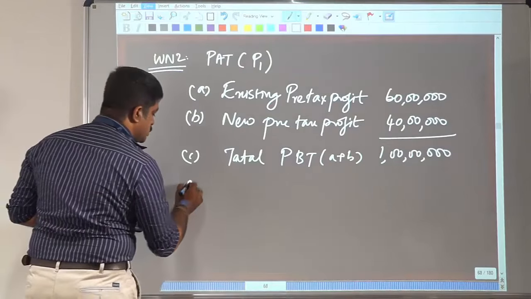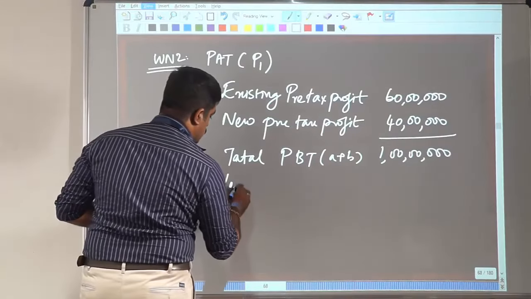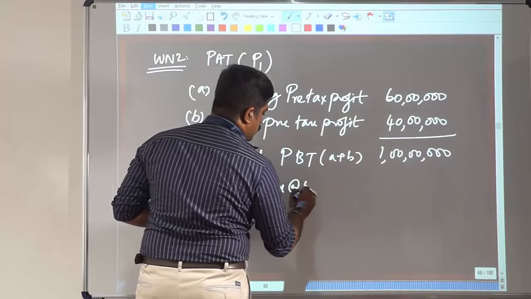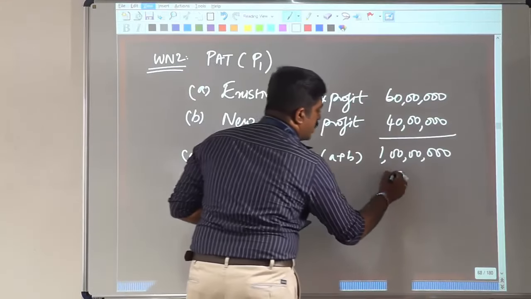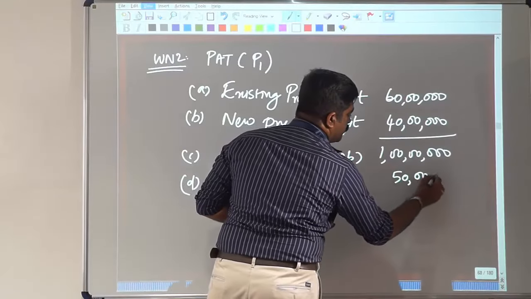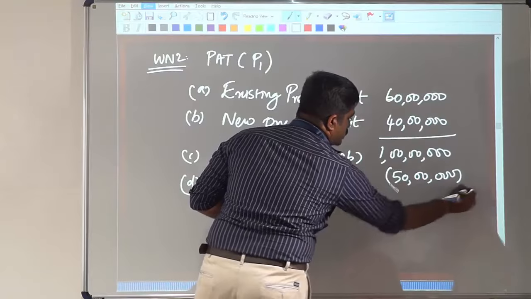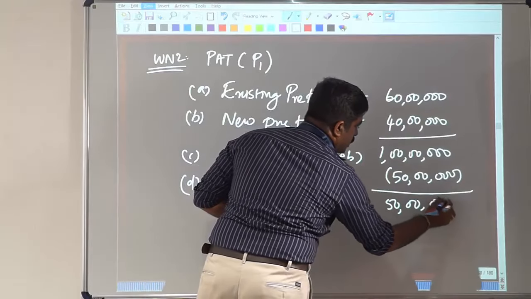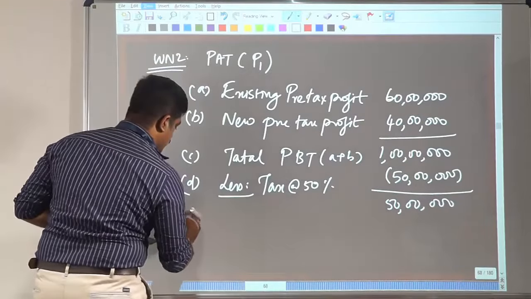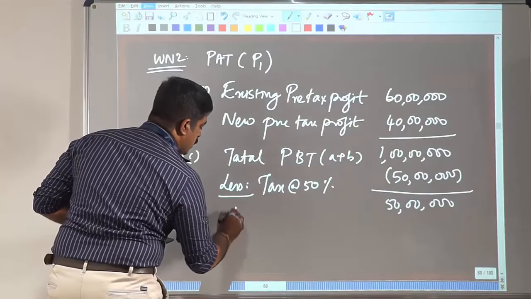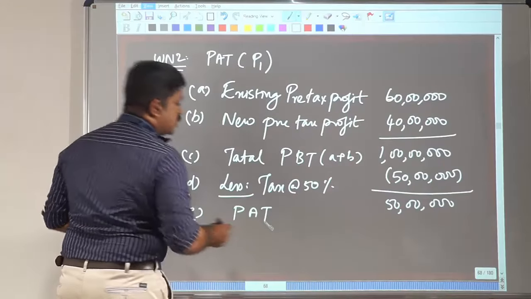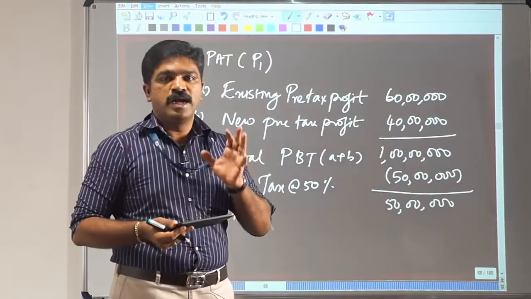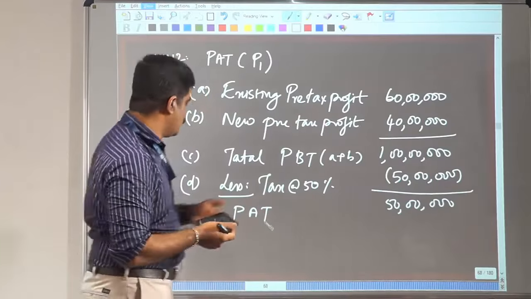Okay. So from this, let us deduct tax at 50%. So 50 lakh has to be paid. So what is remaining with them? 50 lakhs. So this 50 lakhs is nothing but the profit after tax, and this is the earnings available for the shareholders. Okay. So profit after tax is 50 lakhs, and from this 50 lakhs, if you divide by the number of equity shares, you will get EPS.